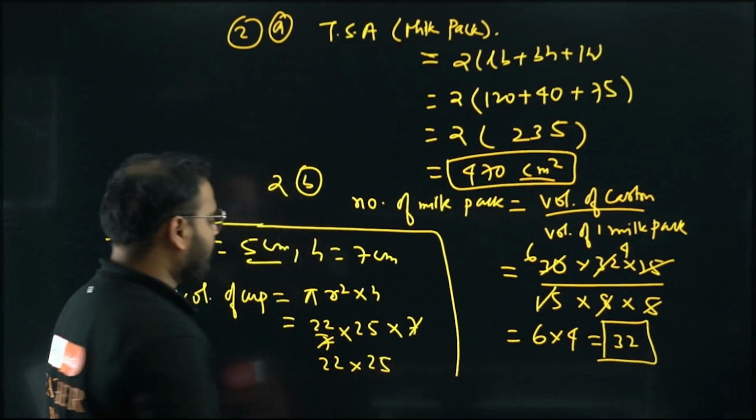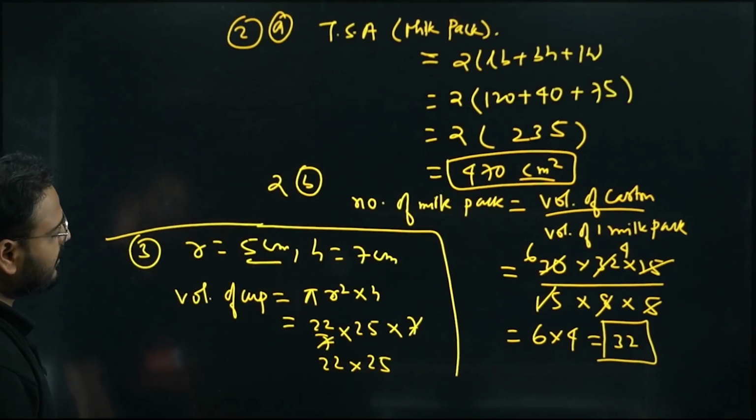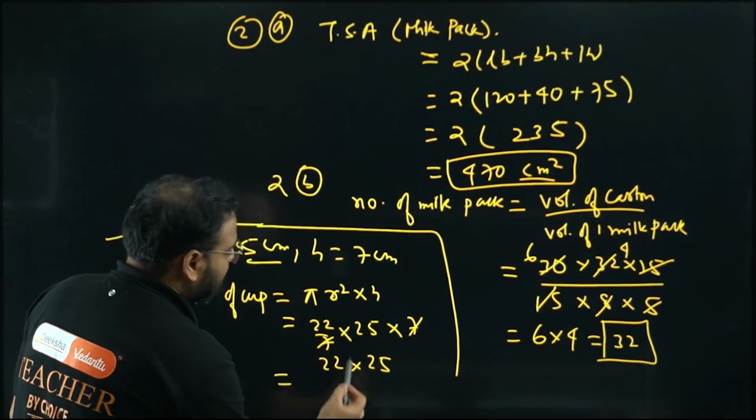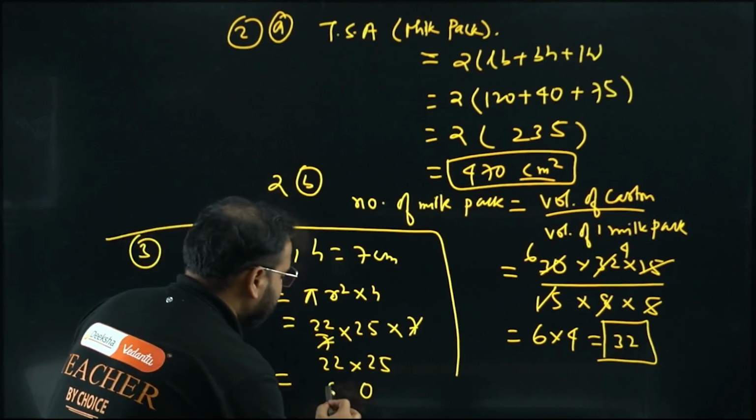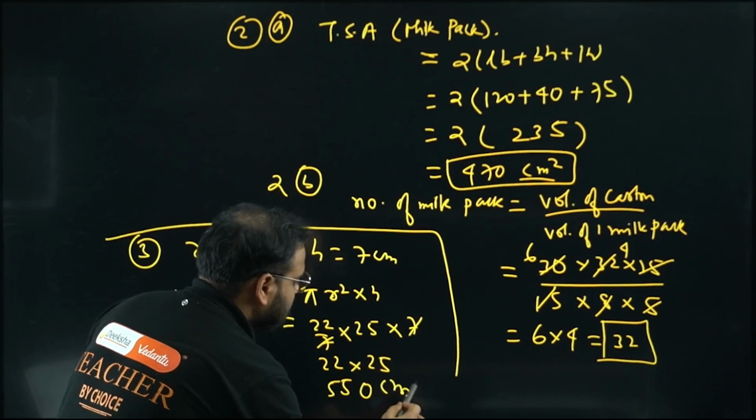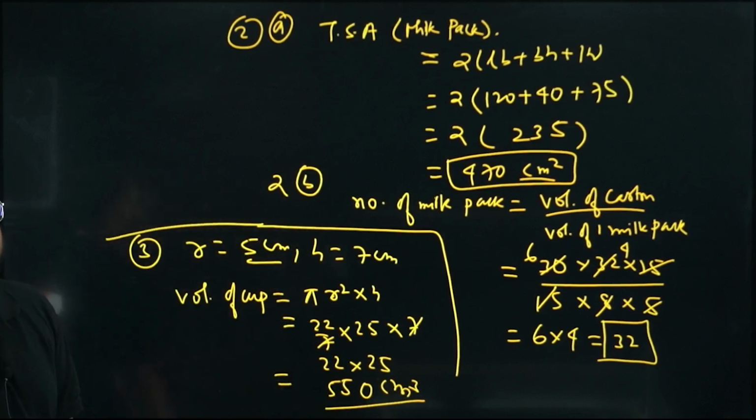Now if you multiply this, what are you going to get? 25 times 2 will be 50, so carry is 5. Again 50, so plus 5 is 550 centimeters cube. Have a look. This is your answer. Now it makes sense.